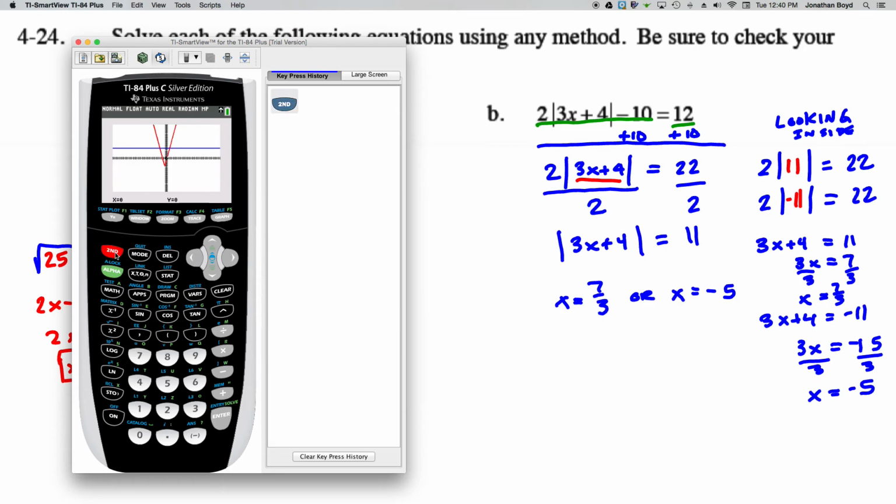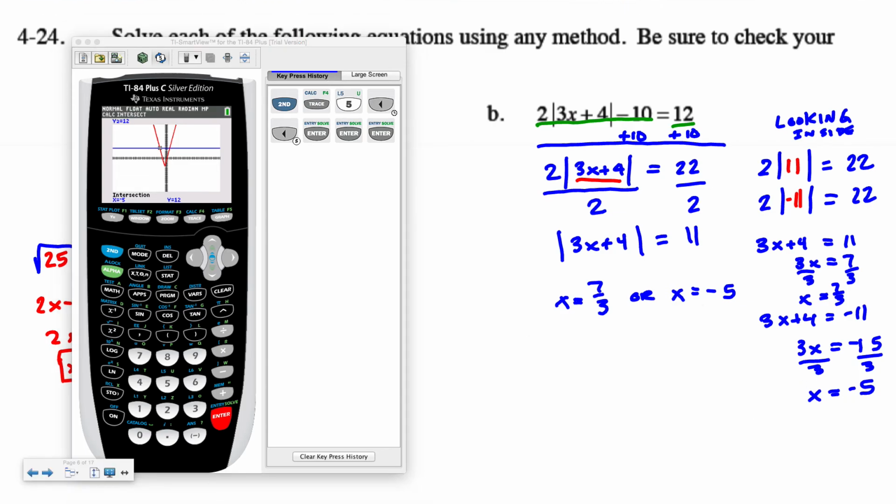I've got second trace, number 5. Let's move it a little bit closer to the left side. That's what I'm looking for first. So enter, enter, enter. I get x equals -5 when y is 12. I think that was one of our solutions there, right? We had x equals -5. And let's do it one more time.